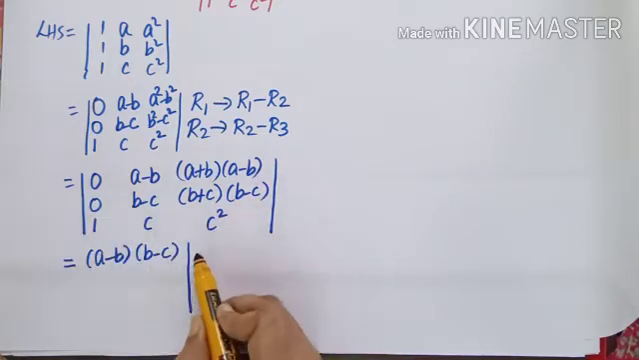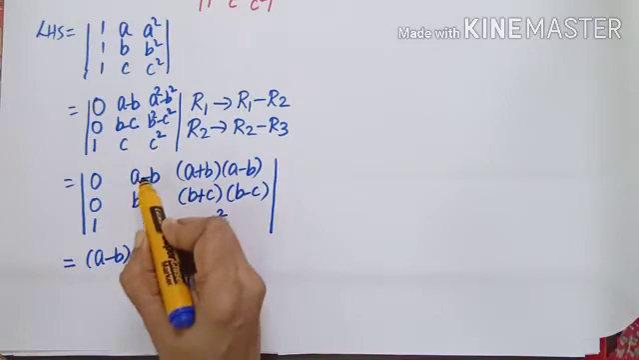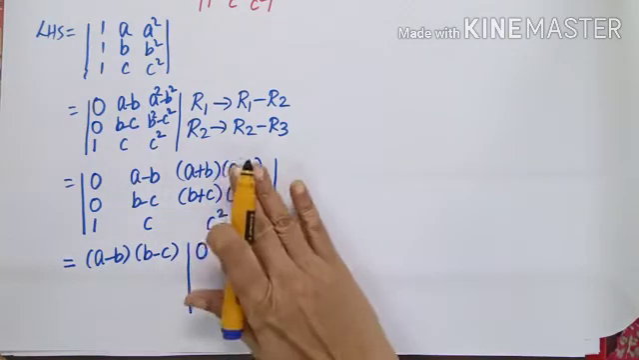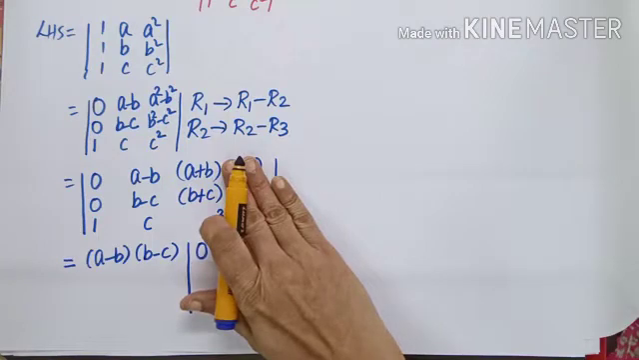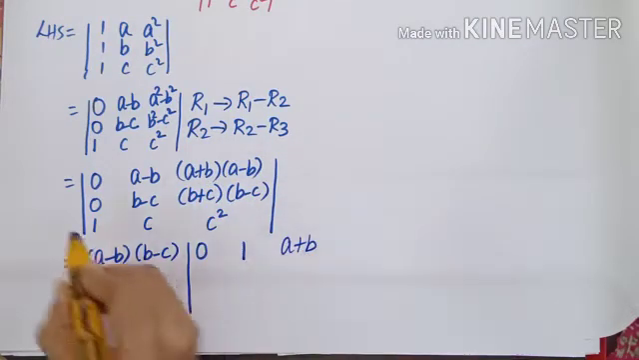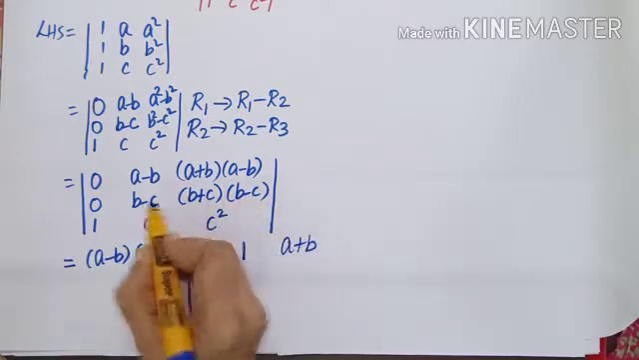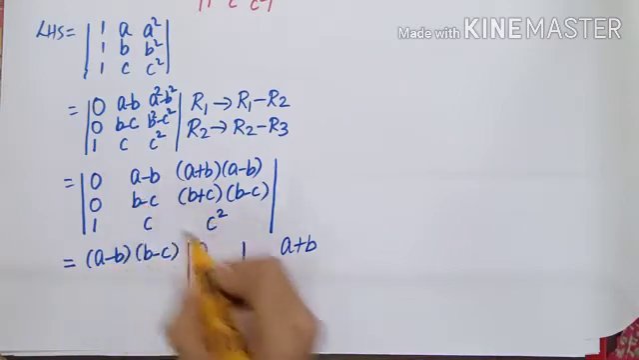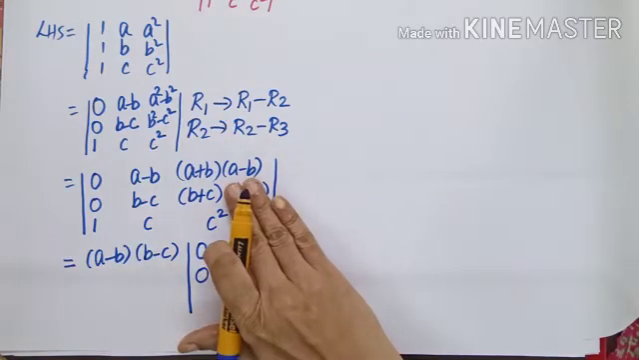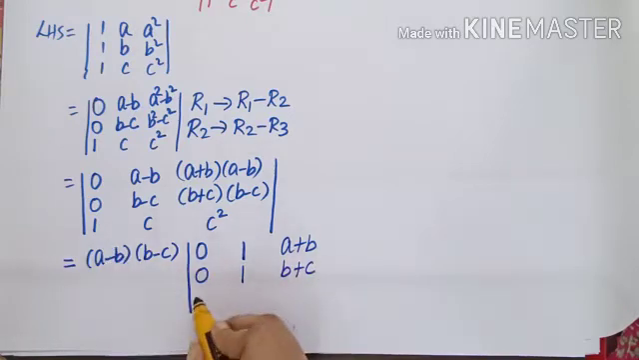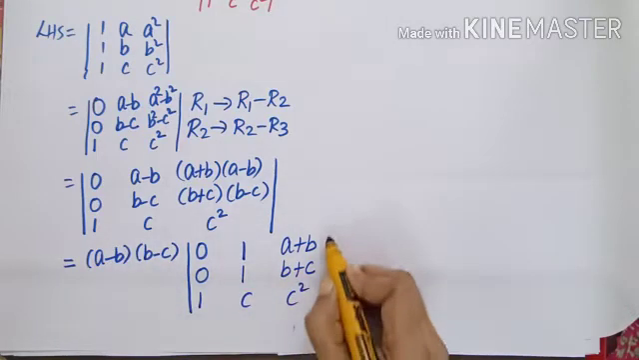So first row, what remains? 0. A minus B I have taken, this will become 1. A minus B I have taken. What is remaining? A plus B. In the second row, B minus C is taken. So what is left out? 0, 1. B minus C is taken. What is remaining? B plus C. Copy third row as it is.